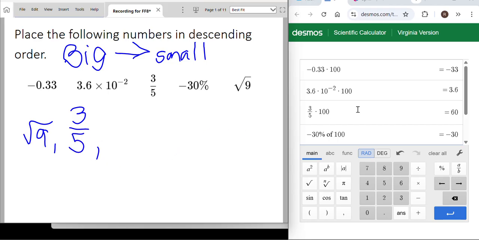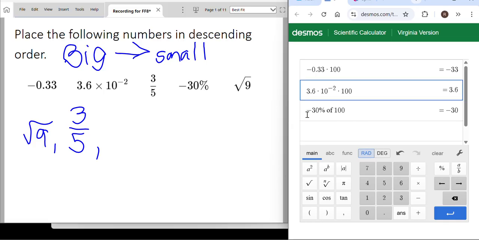So I'm going to go ahead and get rid of that one. Okay, so I'm going to highlight it and delete it. So now I've got three numbers left. Only one of them is positive, so that one's going to go next, which is 3.6 times 10 to the negative 2 power. And I will delete that.